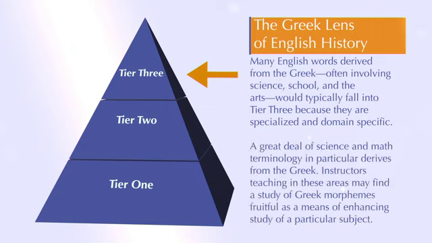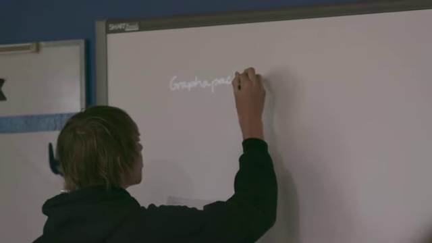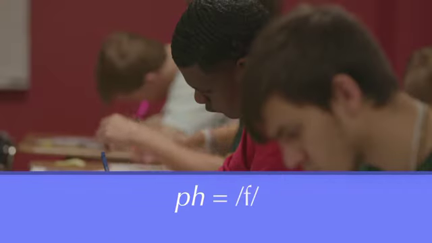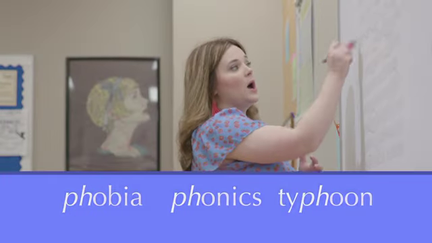A great deal of science and math terminology in particular derives from the Greek. Instructors teaching in these areas may find a study of Greek morphemes fruitful as a means of enhancing study of a particular subject. Certain orthographic or spelling features are common in English words of Greek origin. For example, ph to say f, as in phobia, phonics, and typhoon, is Greek.